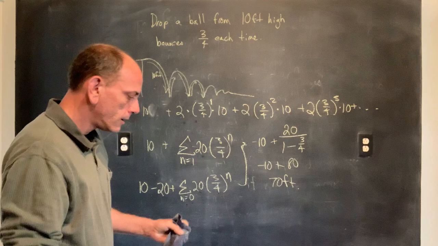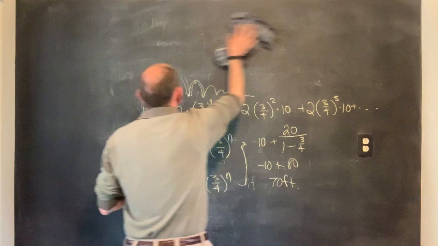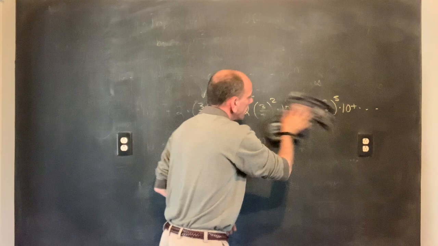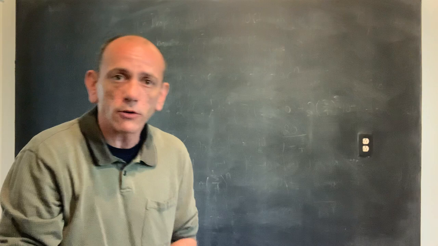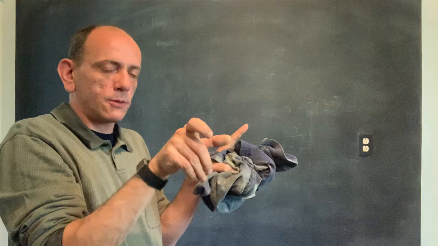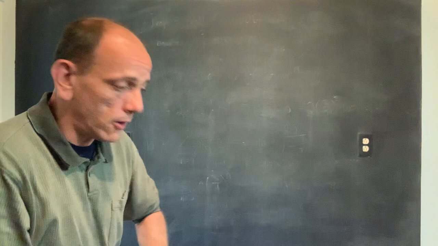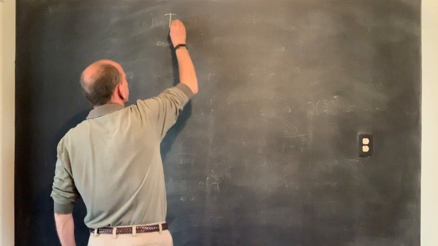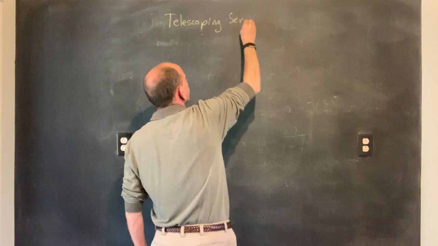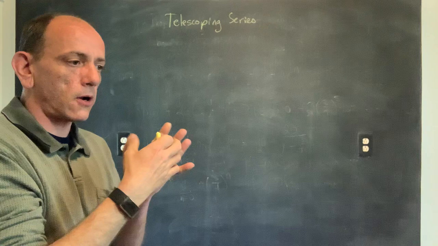Okay, there's another basic type that we encounter from time to time. You'll see this particularly when you're dealing with series involving rational functions, where we can apply a parfrac. Because when we do that parfrac and split it, the terms often have opposite signs and things will start canceling out. These types of series are called telescoping series. They're simply series where terms start to cancel out.